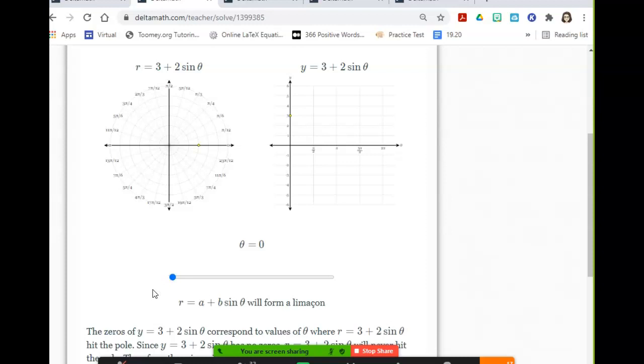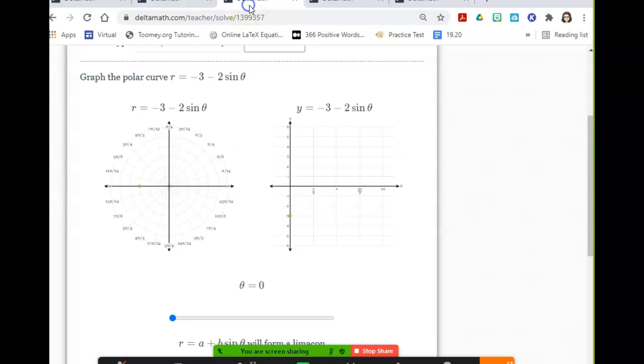The other thing I wanted you to see with this is, here this is r equals 3 plus 2 sine theta. This is negative 3 minus 2 sine theta. The only thing that changed were these two signs. This sign, what that does is instead of the function being up here, it will be down here, right? This doesn't change anything. And when you're talking about A and B, they are positive no matter what.